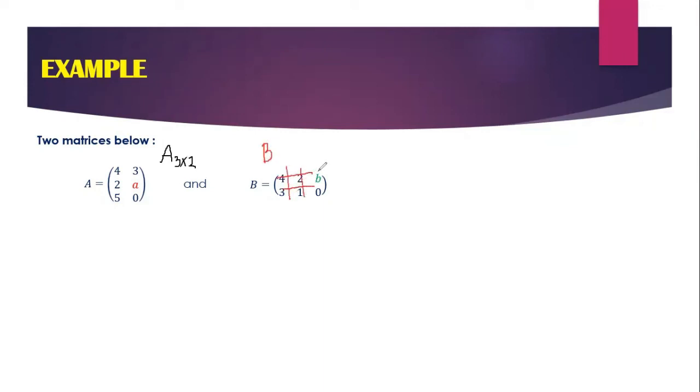Okay, look at an example. The matrix below, matrix A is [4, 3, 2; 8, 5, 0]. This matrix notation is three rows and two columns, so this matrix notation is A, 3 times 2, right? Matrix A notation is 3 rows, 2 columns. And matrix B, what about matrix B notation? Matrix B notation is 2 rows and 3 columns, right? Very good.